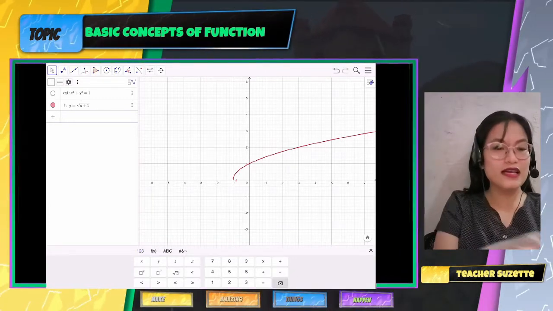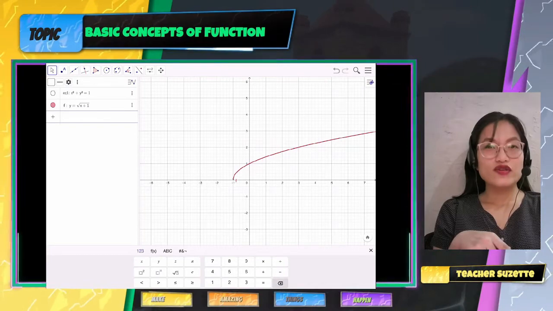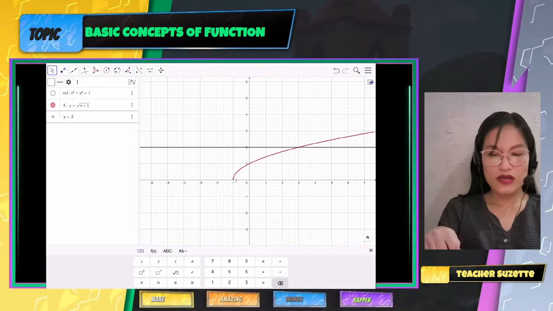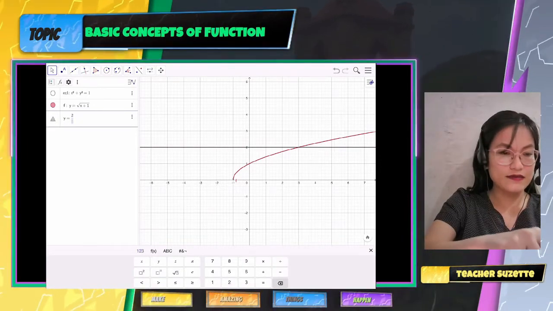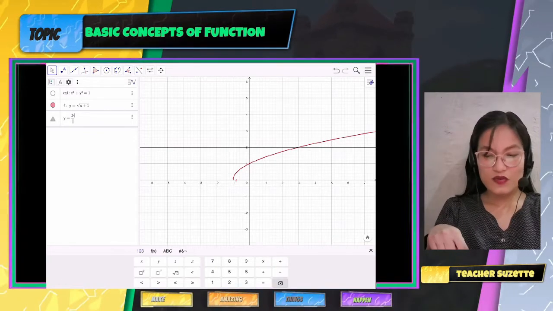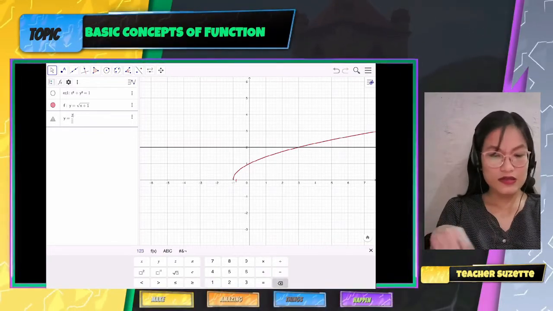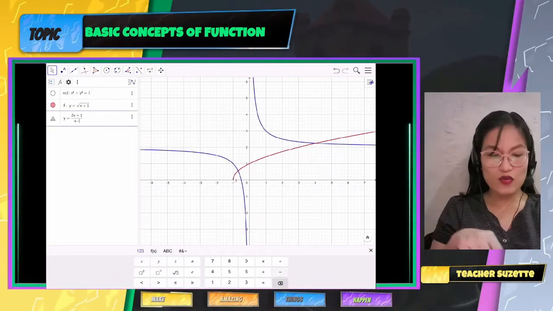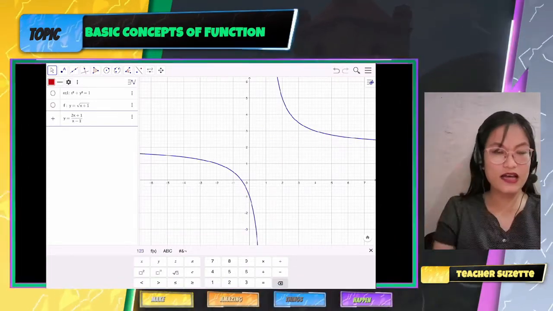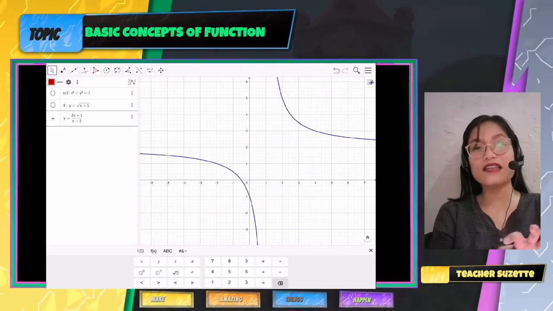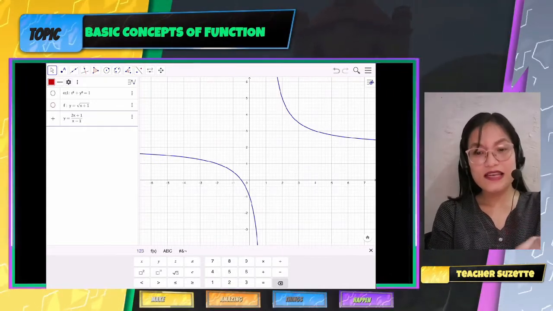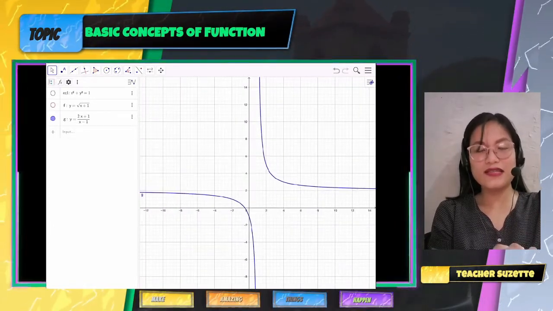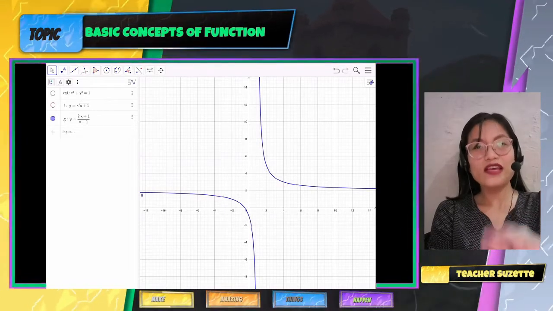Then, last, yung ating last equation, which is y is equal to 2x plus 1 all over x minus 1. Alisin ko lang po yung graph ng ating second. So, ito po ang graph ng ating letter E. And obviously, again, using the vertical line test, you can assess that the graph of letter E is a function.